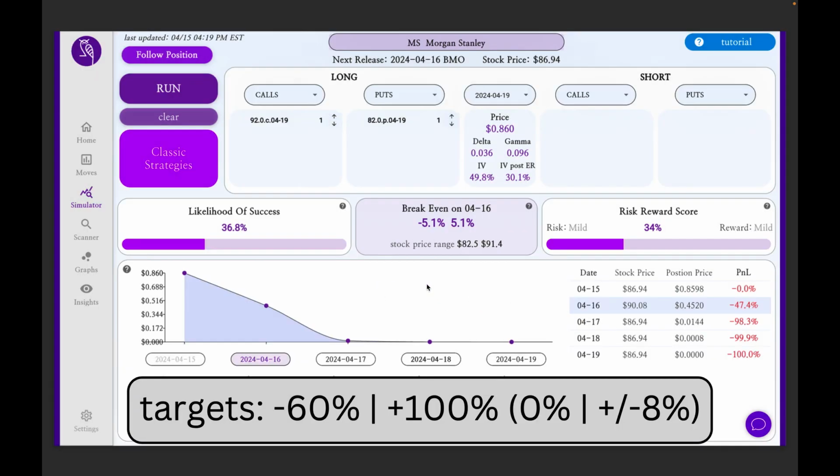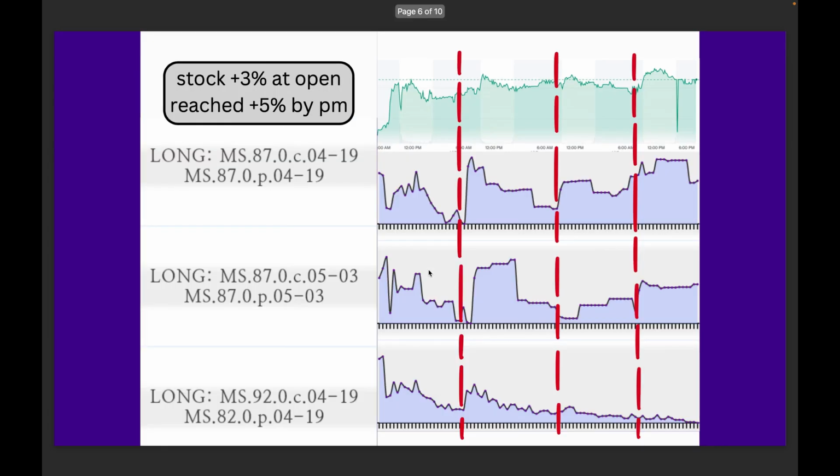Okay, and so now that we have our three classic strategy positions, let's take a look at what actually happened on the day of earnings for Morgan Stanley. Basically, the stock opened at 3%, so this was lower than our implied moves across all the positions. However, it did grow and reach around 5% by the afternoon, and the next days kept going higher, reaching a maximum of around 6% by the end of the week. So this is an interesting case to review.